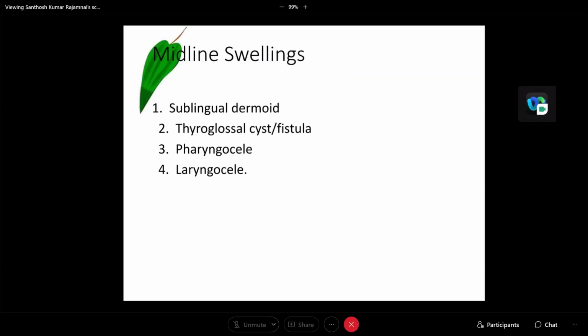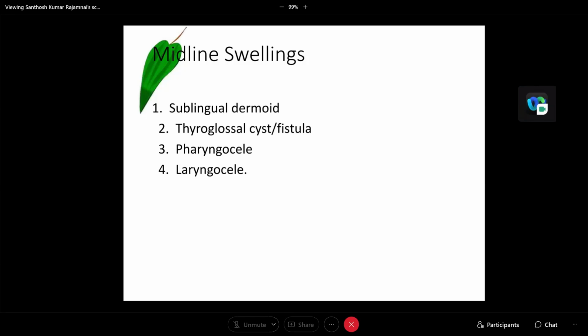Right. So what are the differential diagnoses of a midline swelling? Most of these swellings are not in the midline, they are on the side. If you find a swelling that is almost in the midline or strictly confined to the midline, you have to think in terms of a sublingual dermoid, which is usually seen in the submental region, a thyroglossal cyst, which is seen in the anterior triangle, and a laryngocele or a pharyngocele, which is seen in the anterior or visceral triangle.